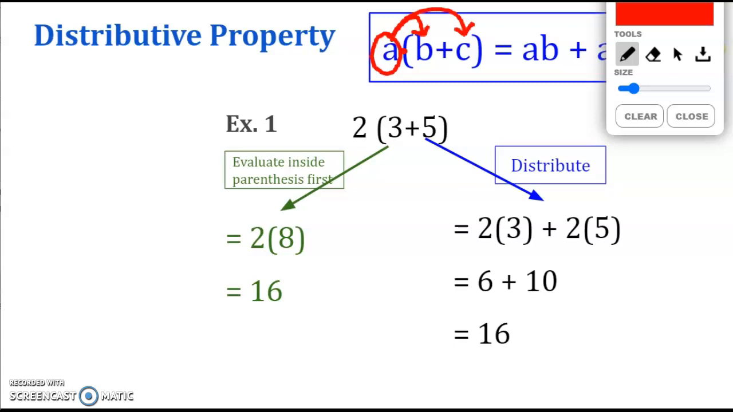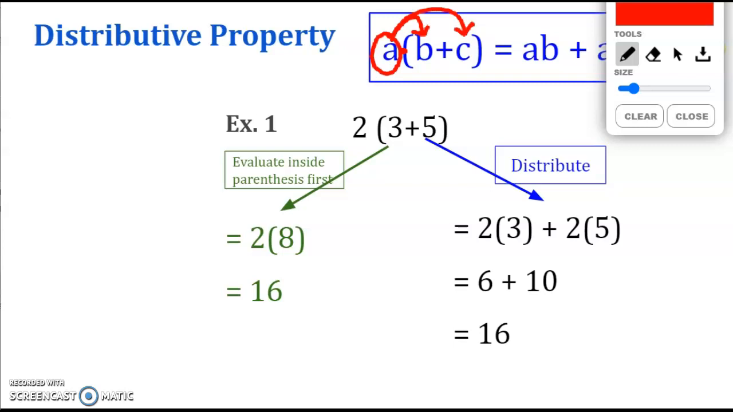So same thing here. When you have a number 2 multiplied by 3 plus 5, you can solve this two different ways, because we know that one way is to evaluate inside parentheses first. So if we evaluate what's inside, 3 plus 5 does simplify to be 8. So that becomes 2 times 8, which is equal to 16.